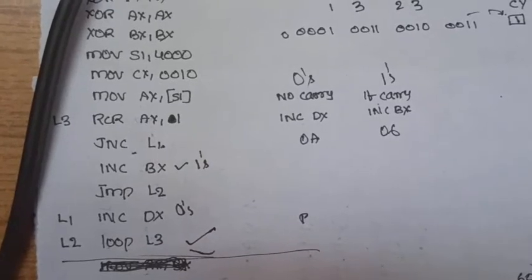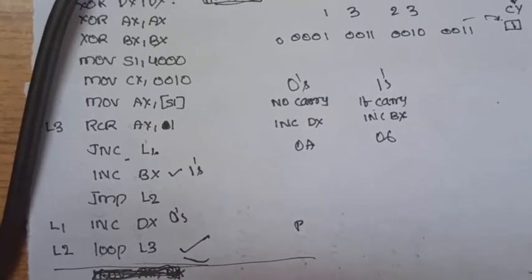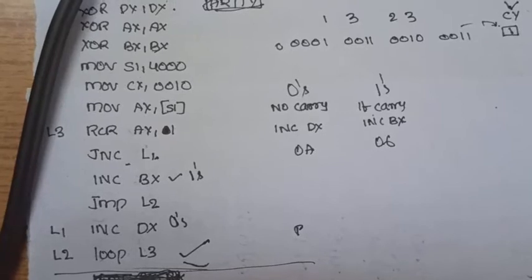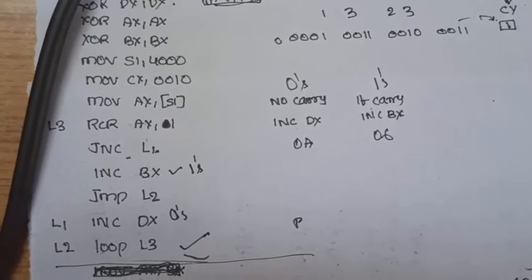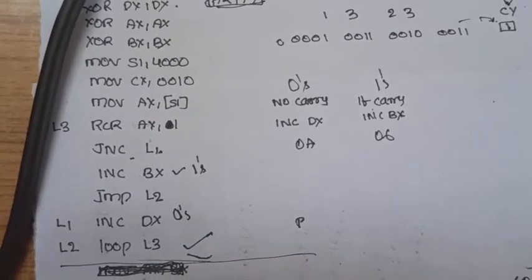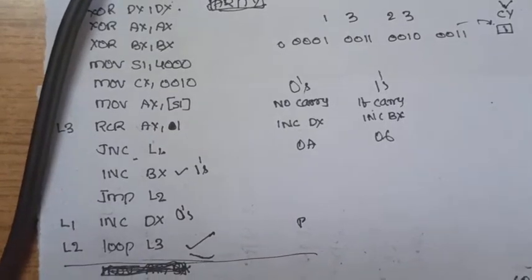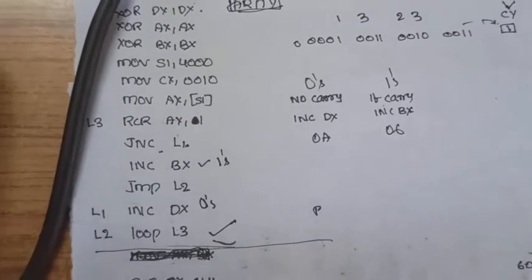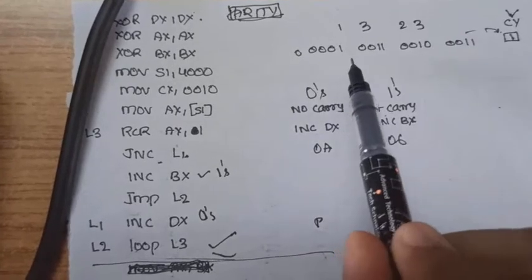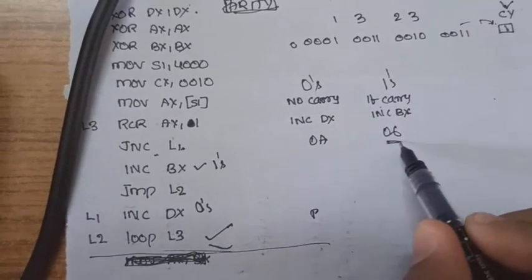Means 10 zeros are there, 6 ones are there. So up to now we have counted how many ones and zeros are there in the given data. Now what is a program? The program is to find the parity of the given data. So to find the parity you need to check the number of ones. The number of ones is already there.